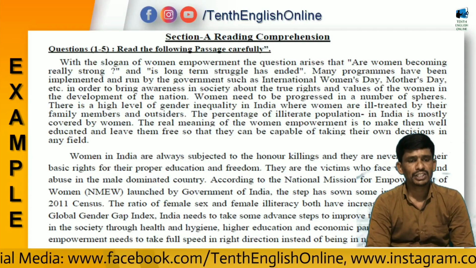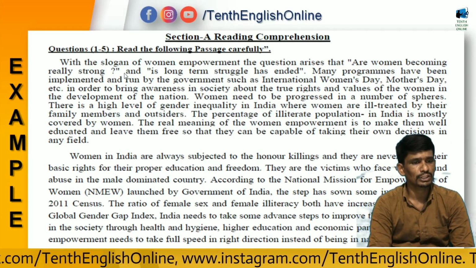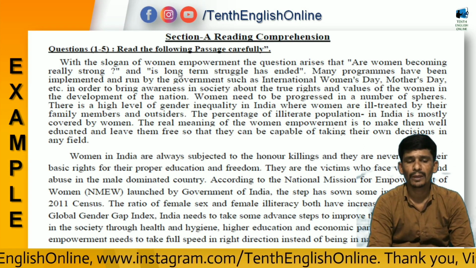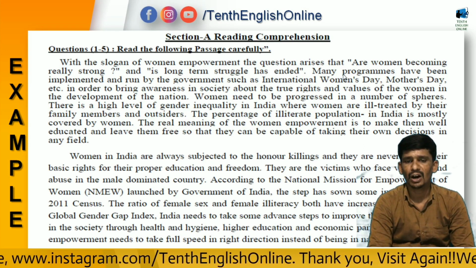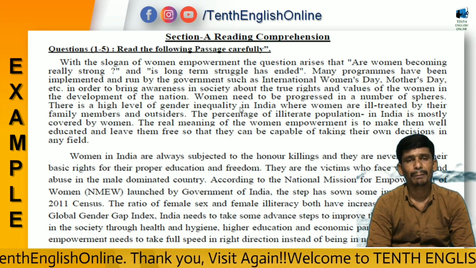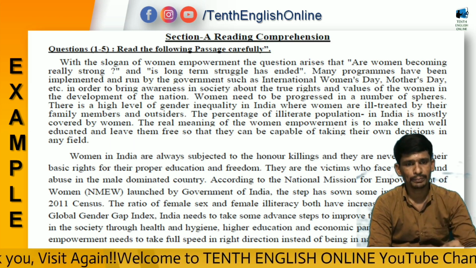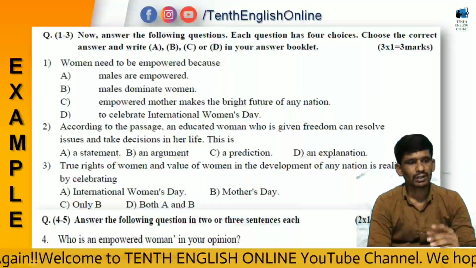So see here, section A, reading comprehension. This passage starts with the slogan of women empowerment. The question arises, are women becoming really strong? Okay, this is the sample paragraph, unseen passage. Okay, so under this passage there are 5 questions asked.